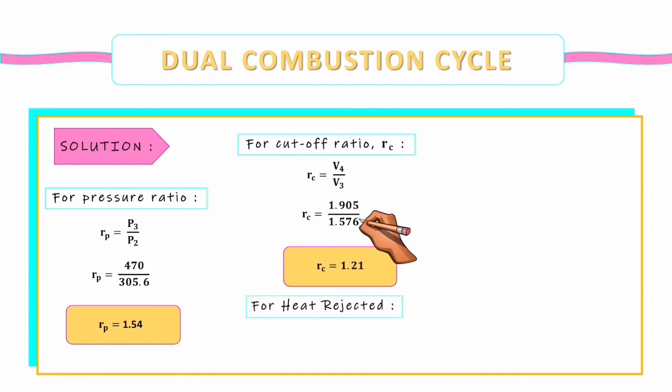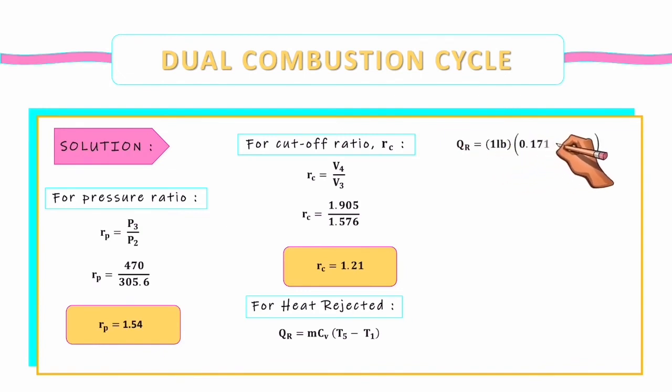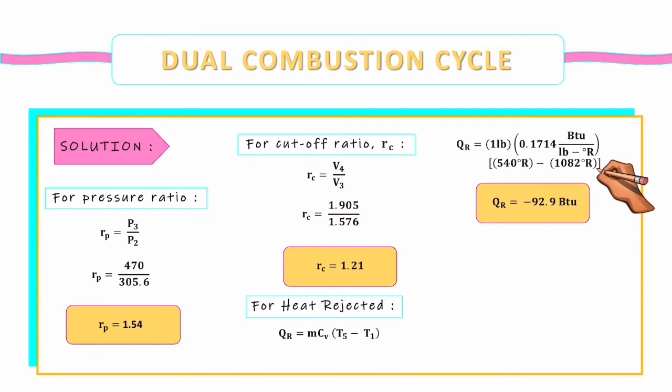For solving of heat rejected, we can use the formula Qr is equals to mCv multiplied by T5 minus T1. Then substituting the given values, Qr is equals to 1 pound multiplied by 0.1714 BTU per pound R multiplied by 540 Rankine minus 1082 Rankine. Therefore, the heat rejected is equals to negative 92.9 BTU.